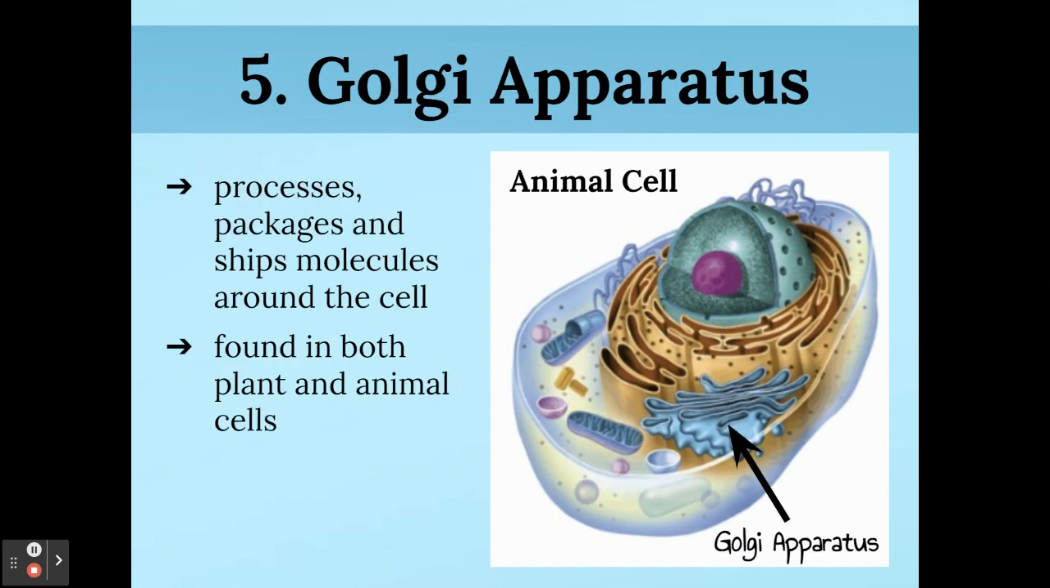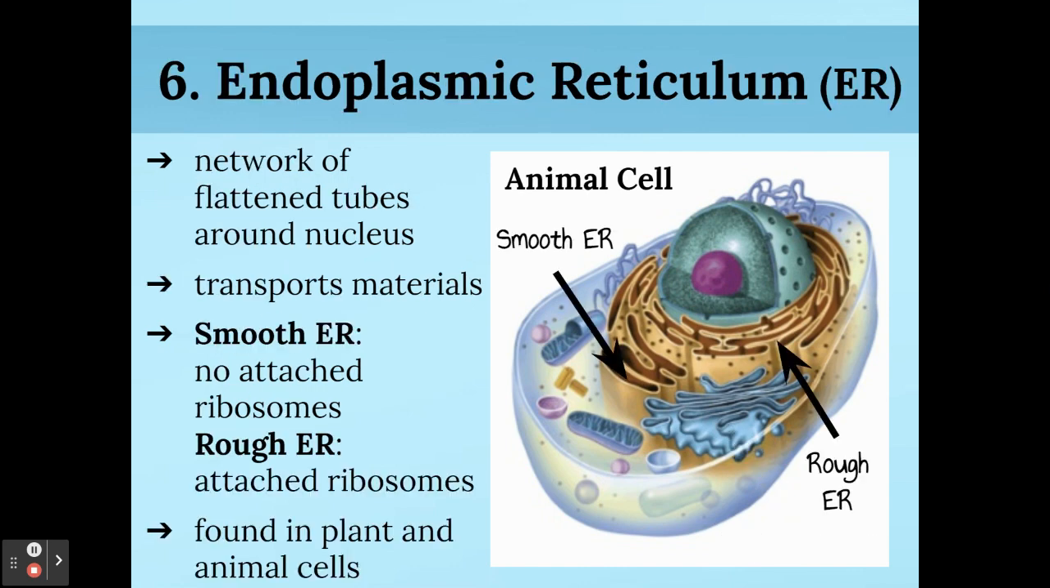The Golgi apparatus is going to be an organelle that is kind of like the post office of the cell. It processes and packages different molecules and is capable of shipping them around the cell to get them to go wherever they need to go. And it can package things up to actually be eventually released outside of the cell as well.